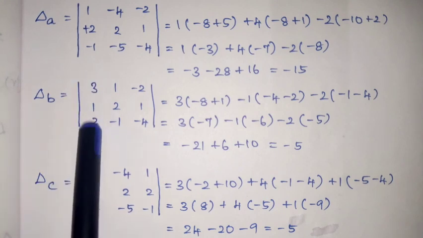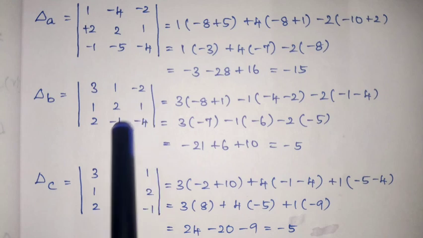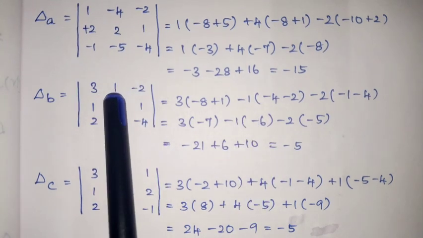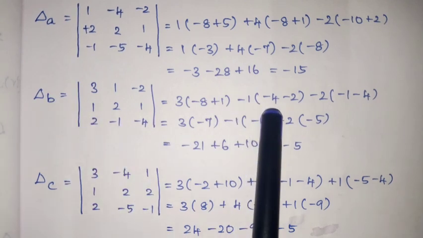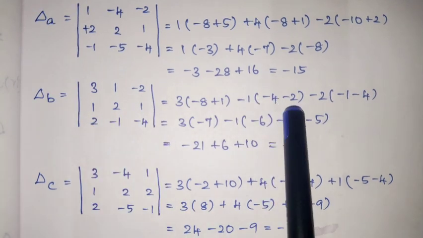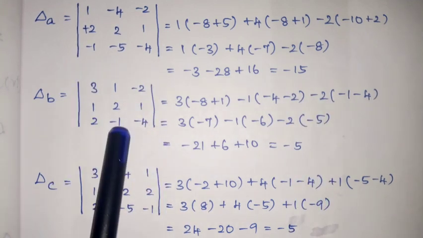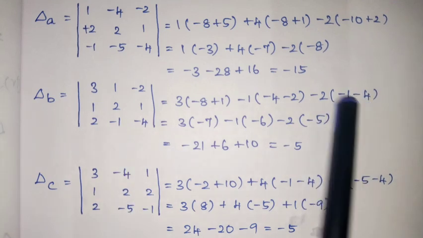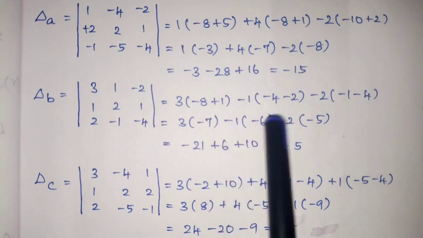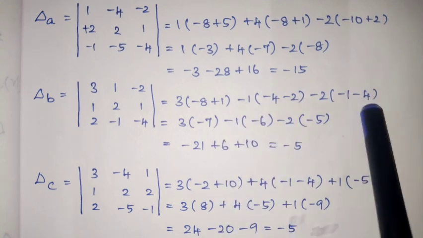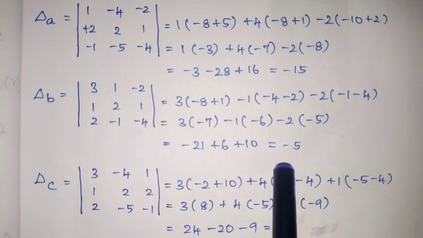Similarly del B, leaving the row and column, 3 into minus 8 plus 1. Minus 1, change the sign of the second element, leaving the row and column. 1 into 4, minus 4 is minus 4, minus 2. Third element is minus 2, leaving the row and column. Minus 1, minus of 4. Okay, so 3 into minus 7, minus 1 into 6, minus 2 into minus 5: minus 21 plus 6 plus 10, which is equal to minus 5.